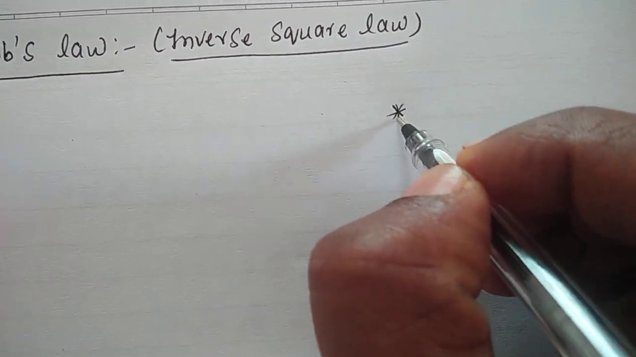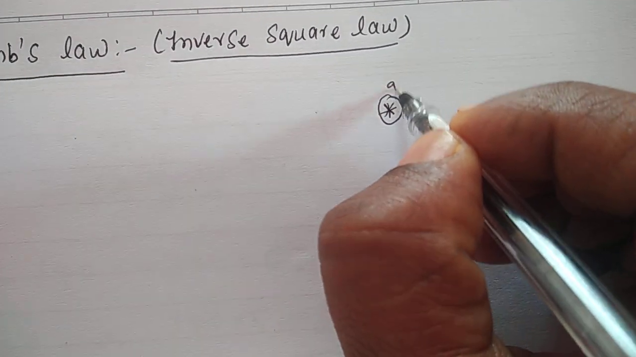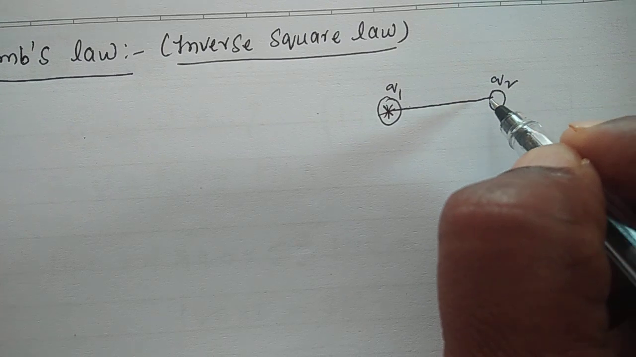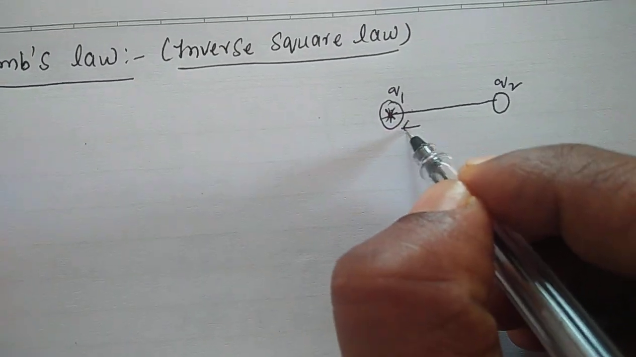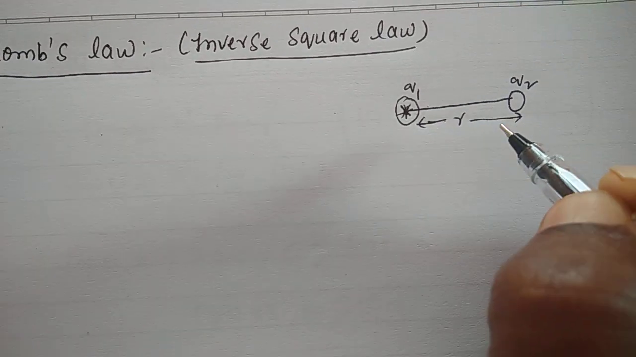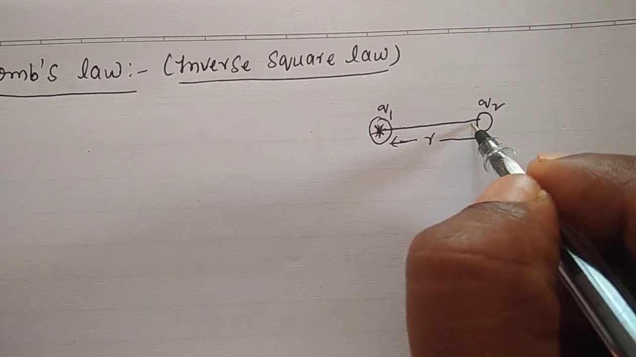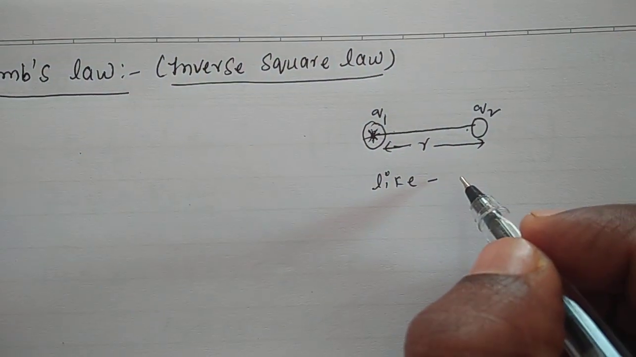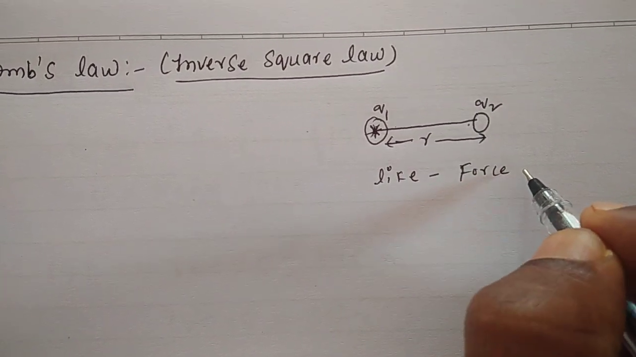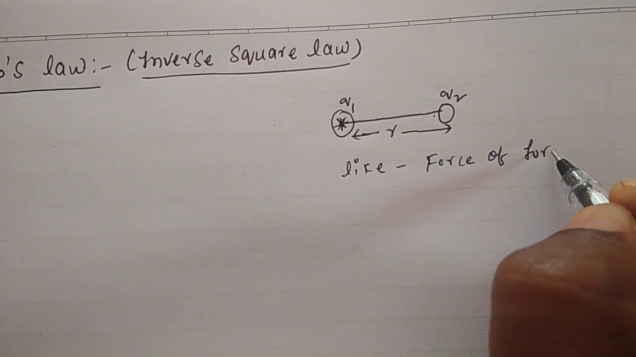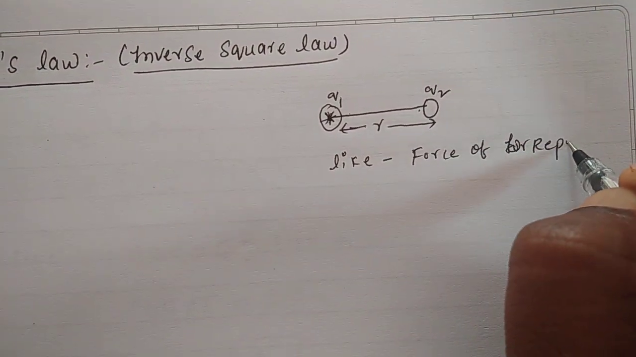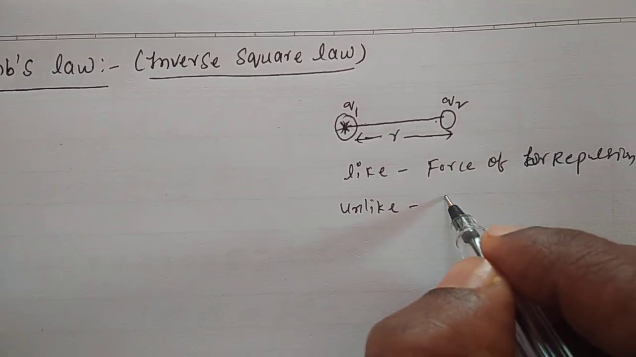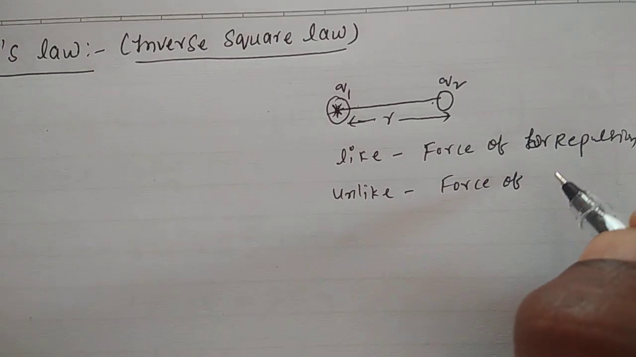Suppose I take two charges. This is one charge, q1, and another charge is q2. The two charges are separated by a certain distance, known as r. Suppose we take like charges, what happens? The force is repulsion. When we take unlike charges, the force of attraction is possible between the two charges.